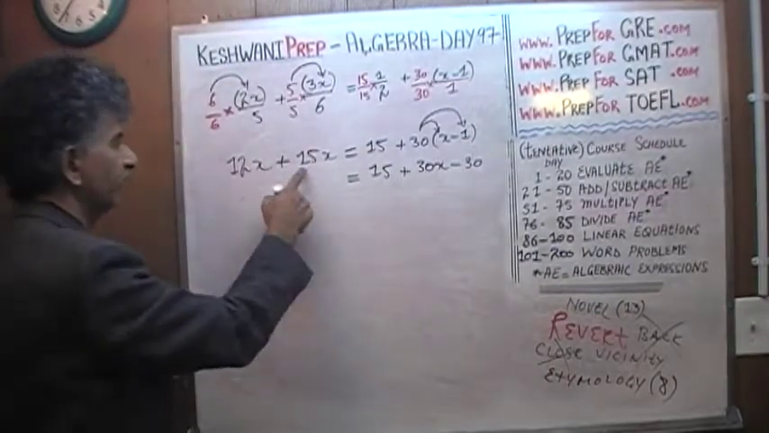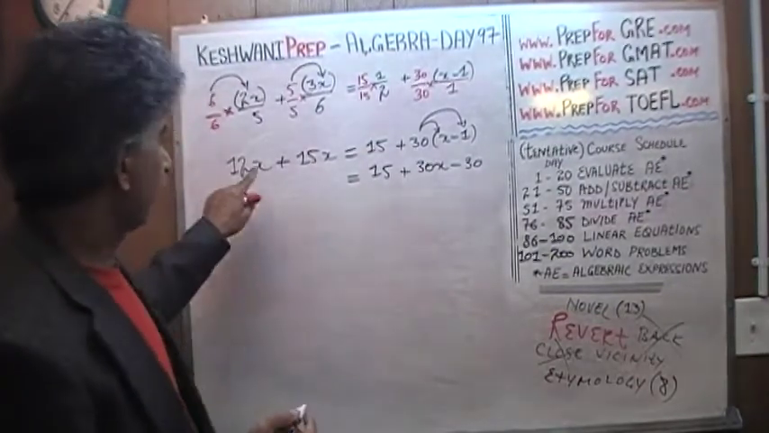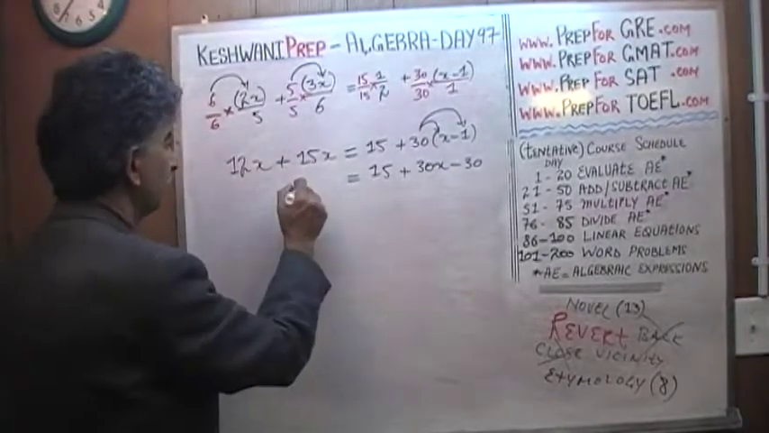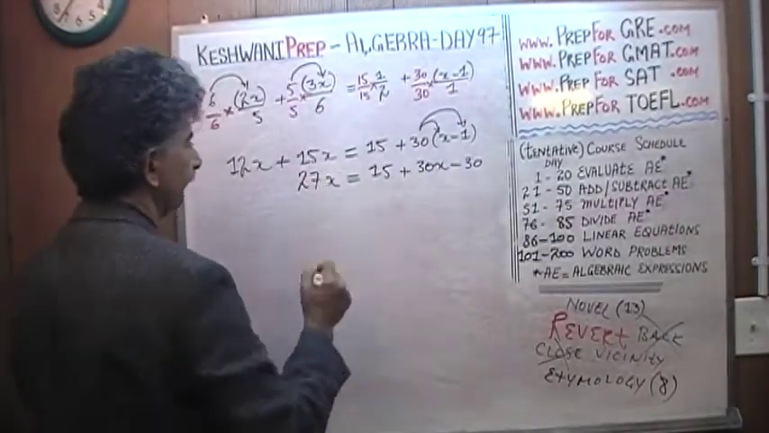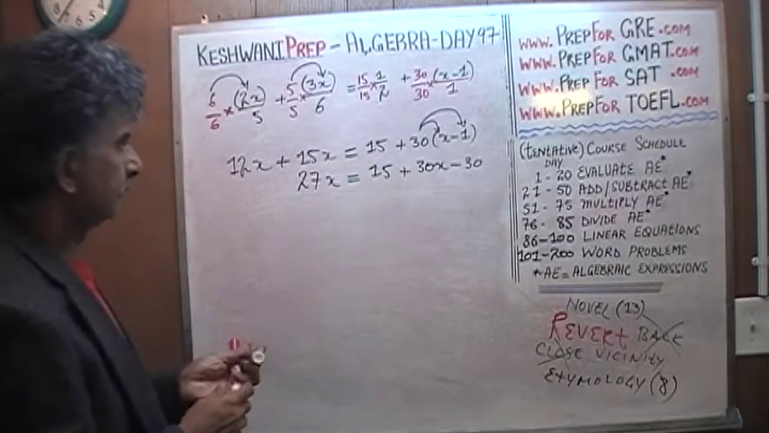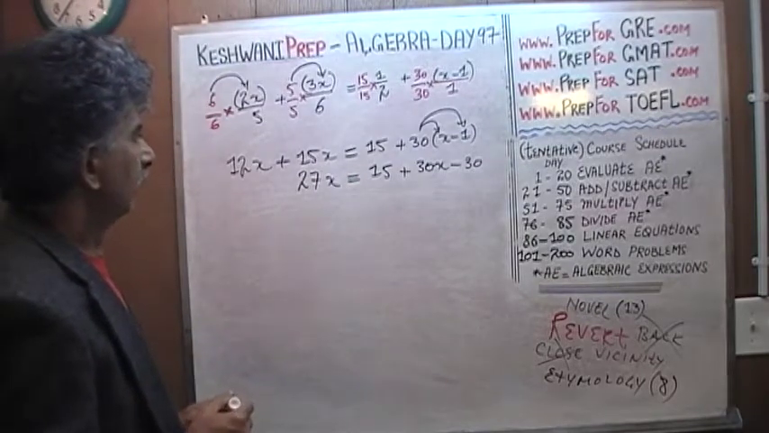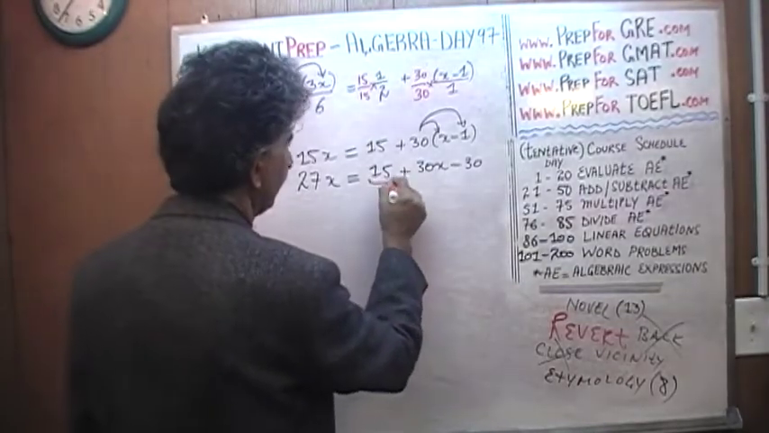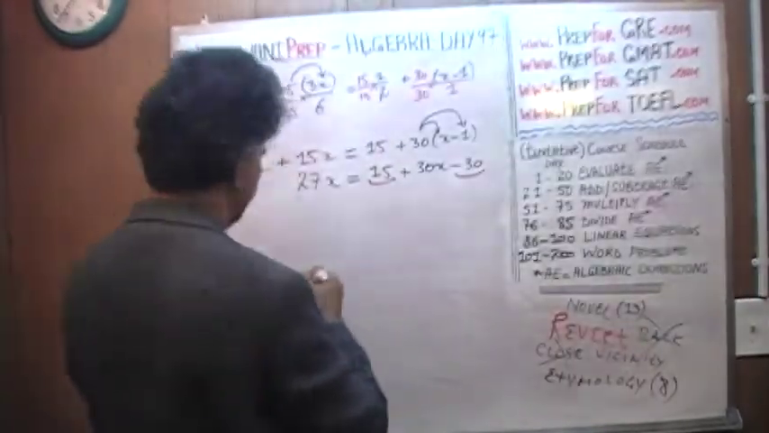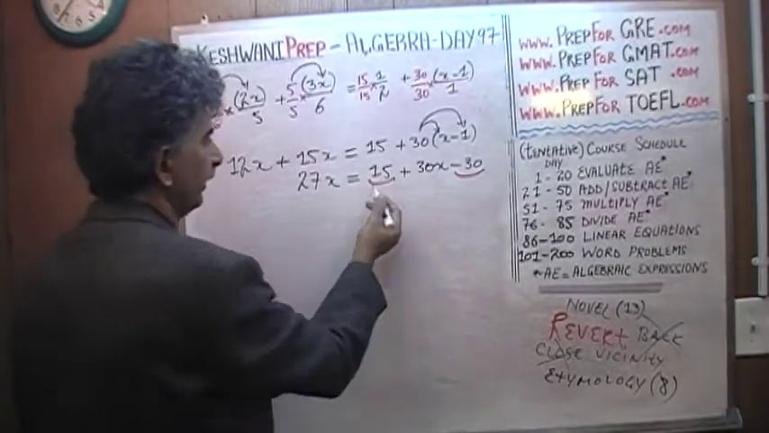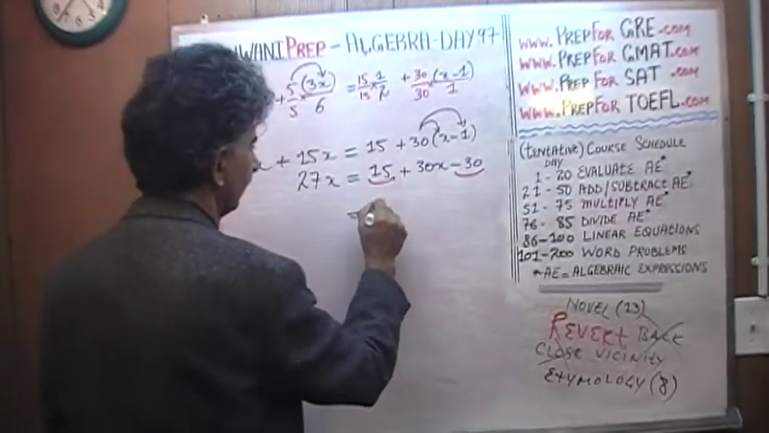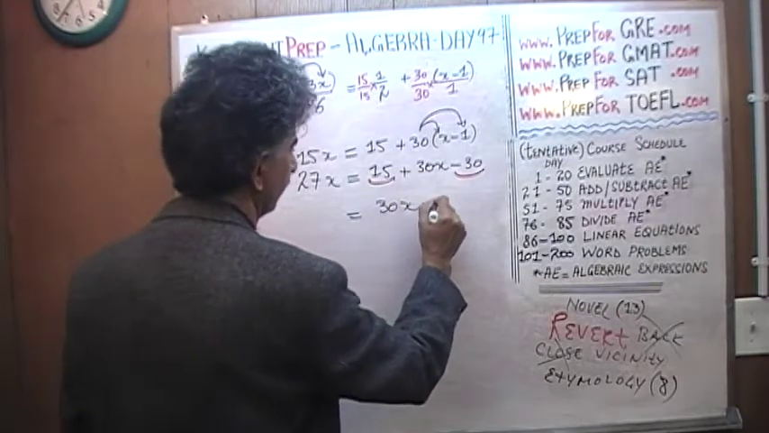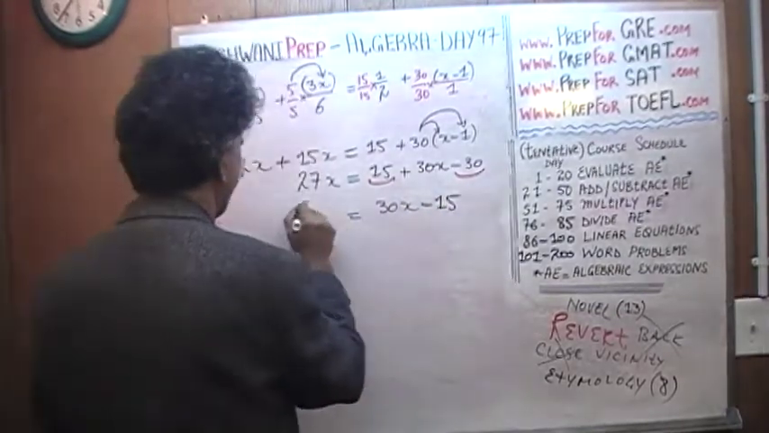How much is 12x plus 15x? Well, 10x plus 15x would be 25x, and the 2 would give us 27x. And then here we have a positive 15 and a negative 30. Along with our 30x, positive 15 and negative 30 gives us negative 15.